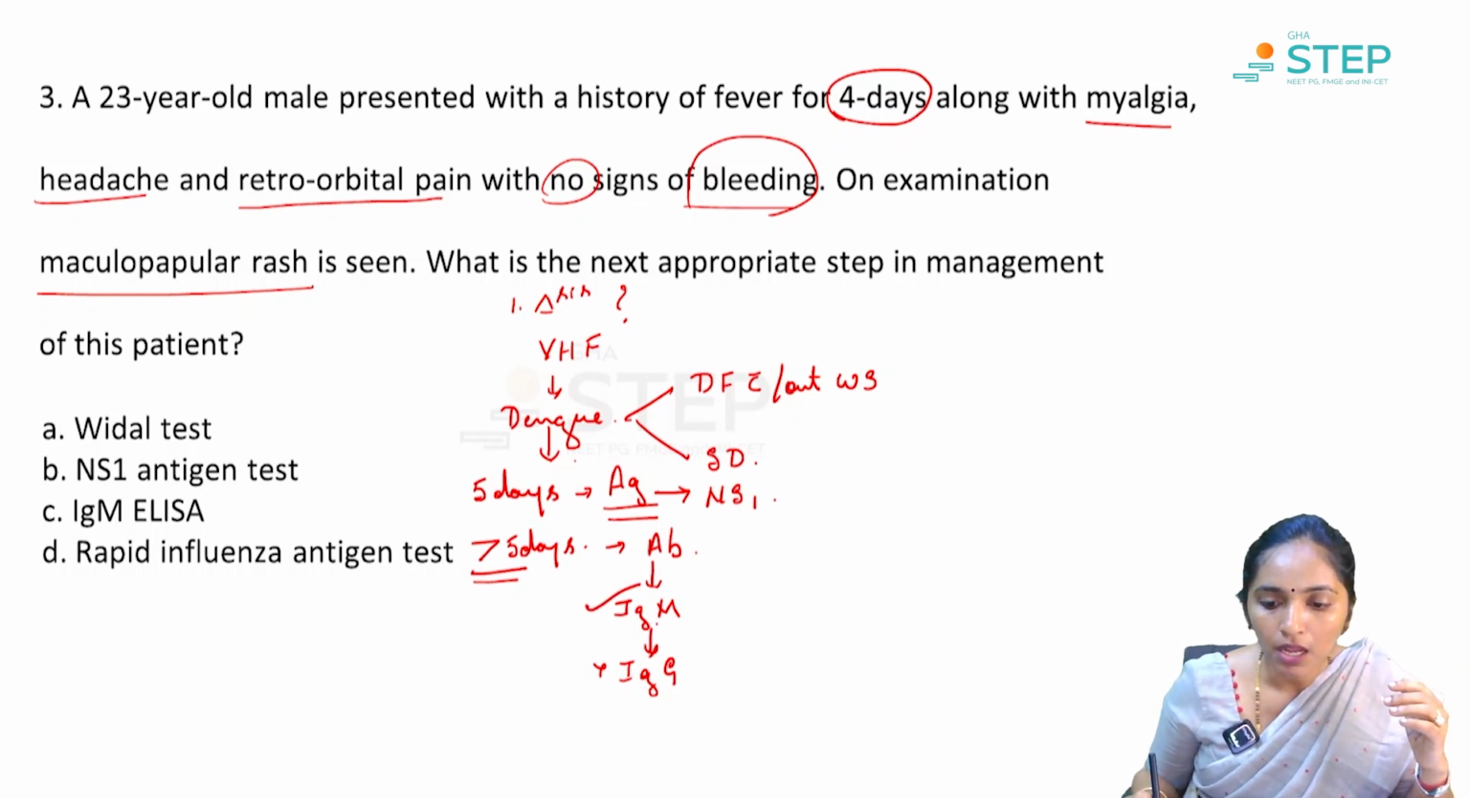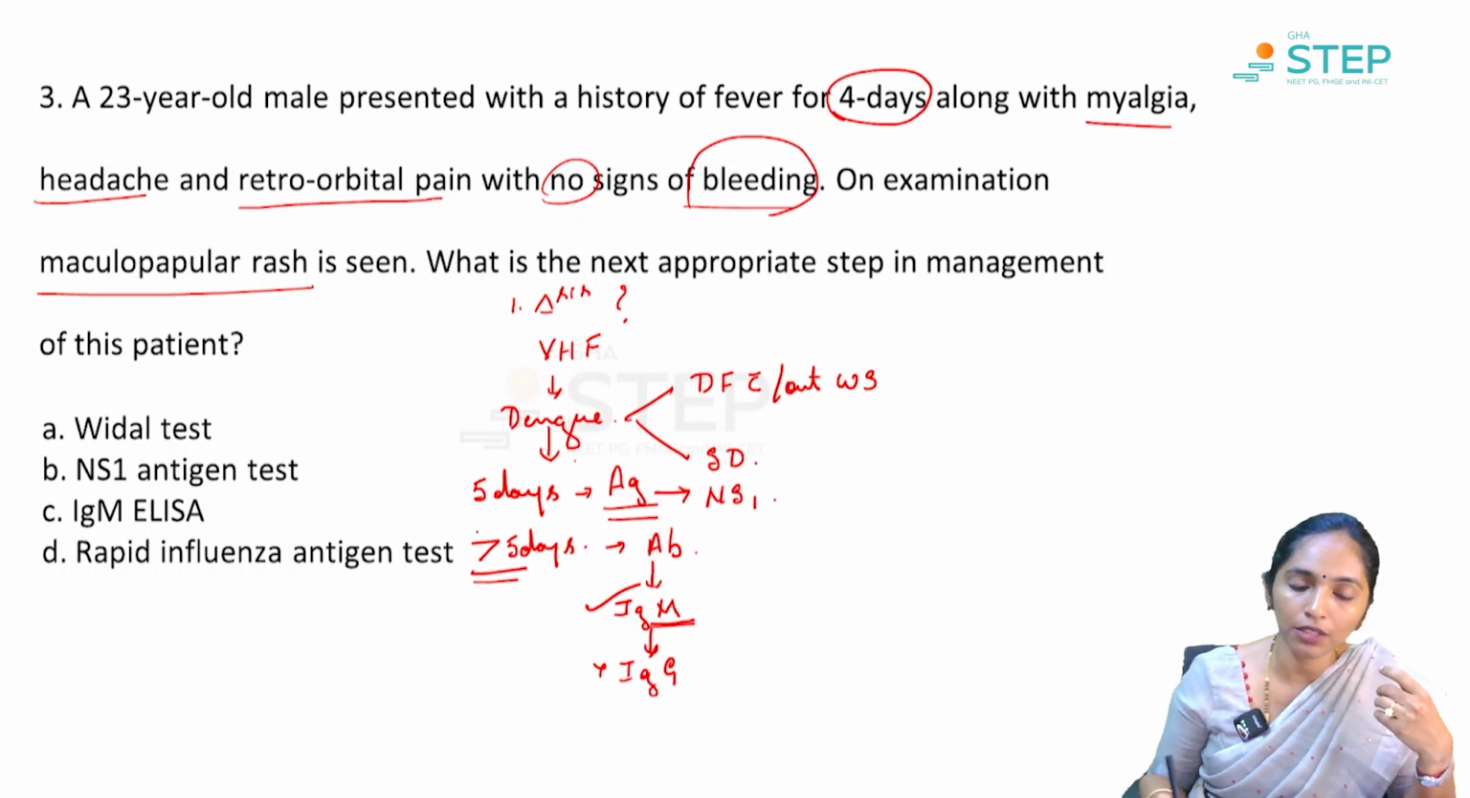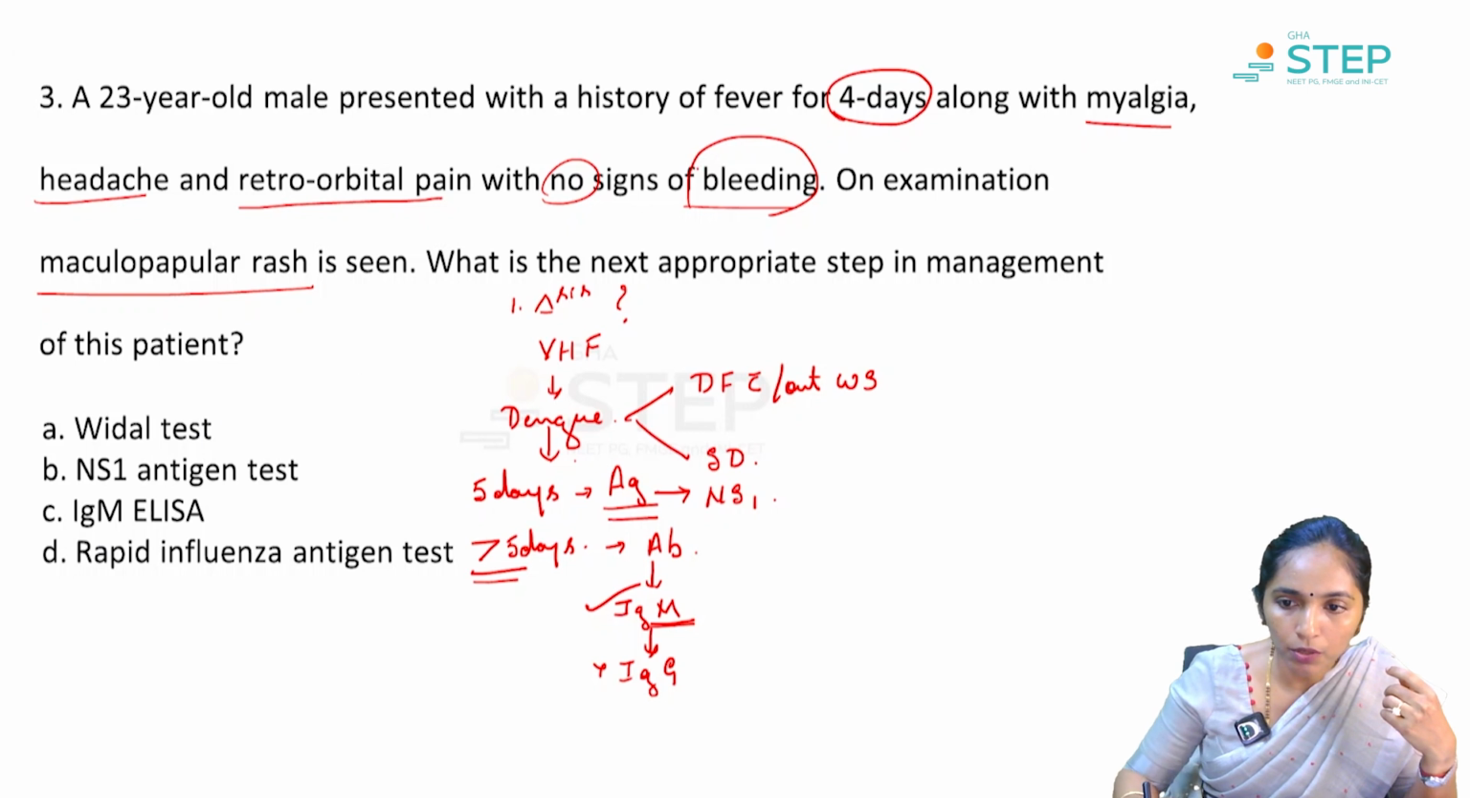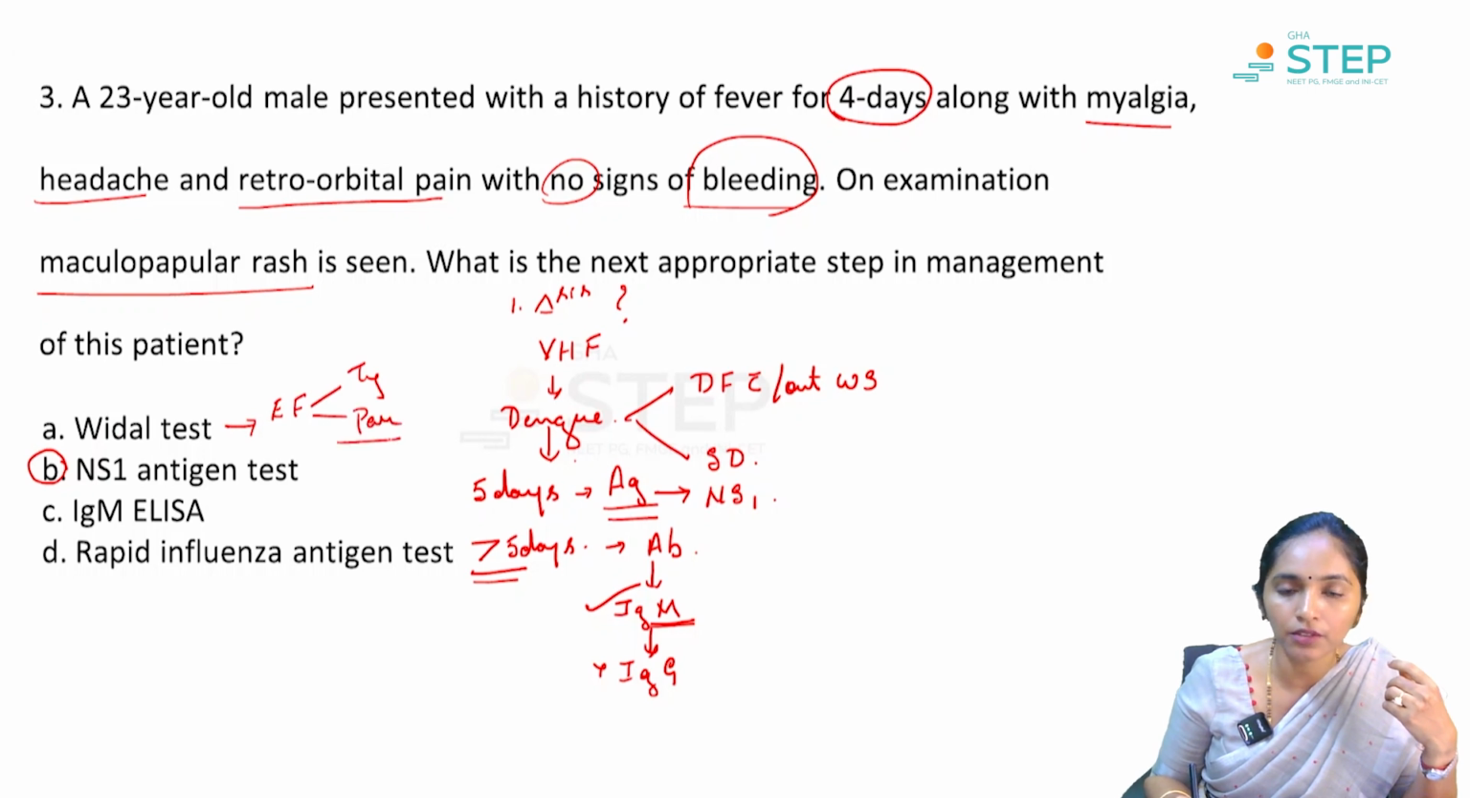Like that, mother IgM is the first fighter in our body. Okay. So the options here, let us look for NS1 because the history is 4 days. So yes, B is the option. So moving on to other options also, where do we do Vidal test? Vidal test is done in enteric fever. Both the typhoid as well as paratyphoid is under enteric fever.